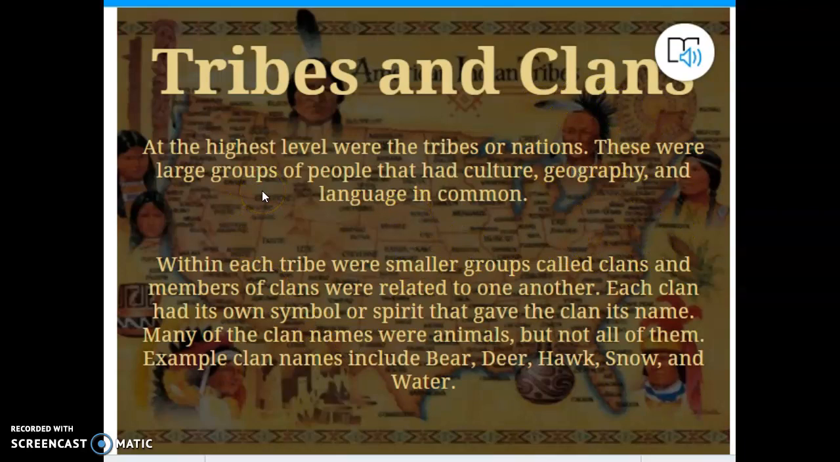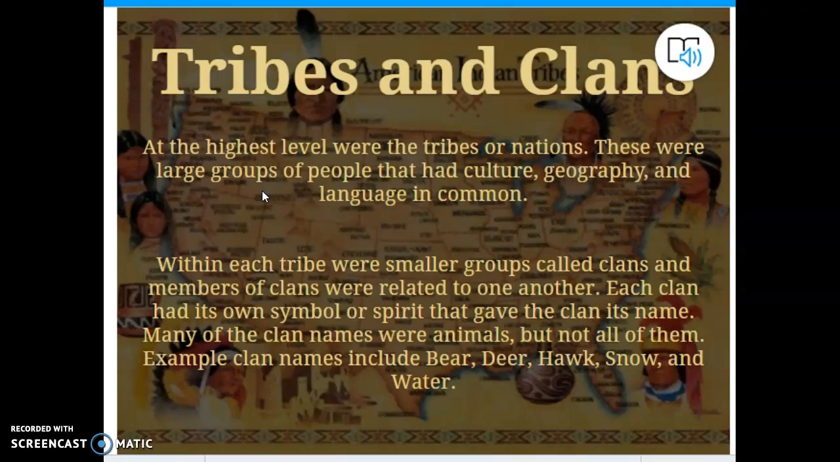I think the closest thing to us is probably the Cherokee in North Carolina. That's the one I think that comes up the most in North Carolina. Maybe you know of another one that's a little closer, but that's the one that pops into my head. Within each tribe were smaller groups, and we called them clans.